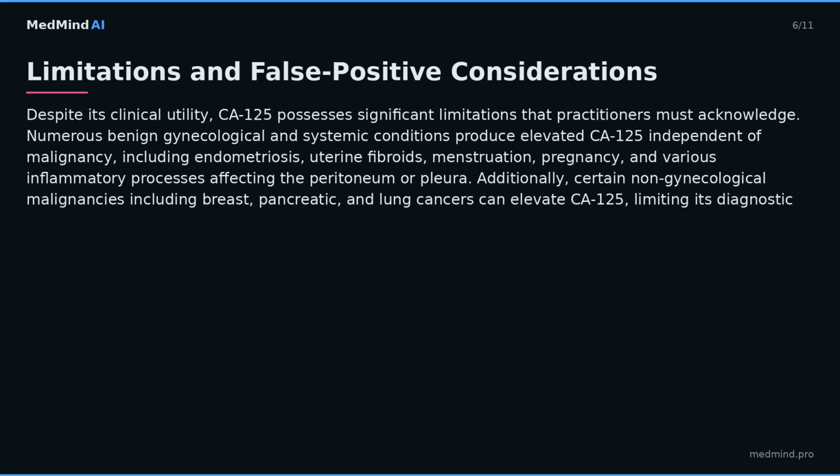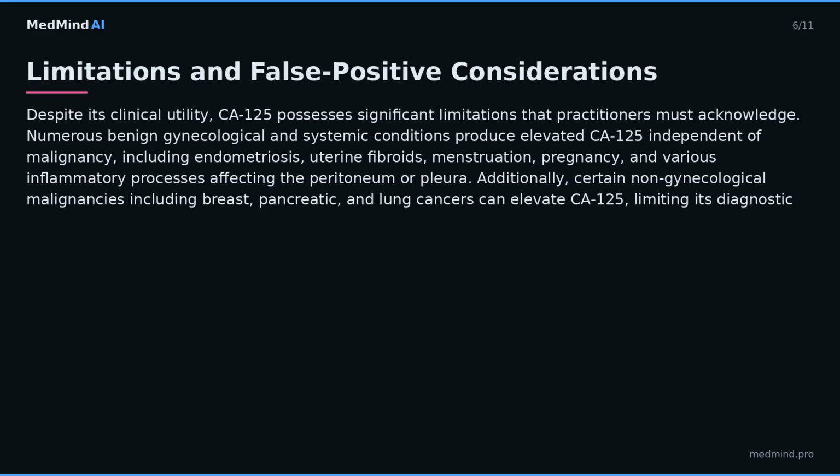Limitations and false positive considerations. Despite its clinical utility, CA-125 possesses significant limitations that practitioners must acknowledge. Numerous benign gynecological and systemic conditions produce elevated CA-125 independent of malignancy, including endometriosis, uterine fibroids, menstruation, pregnancy, and various inflammatory processes affecting the peritoneum or pleura. Additionally, certain non-gynecological malignancies including breast, pancreatic, and lung cancers can elevate CA-125, limiting its diagnostic specificity.